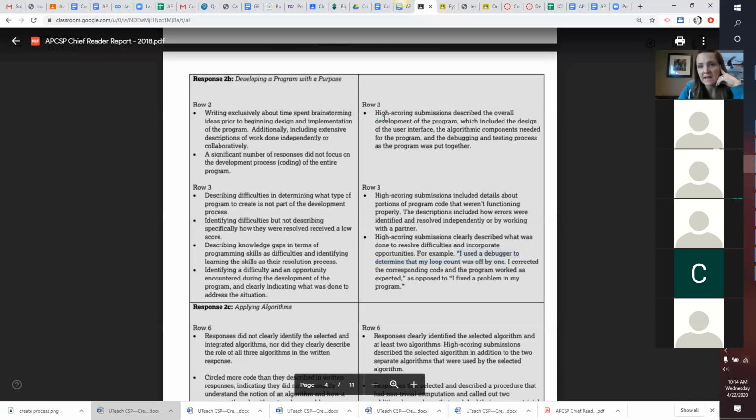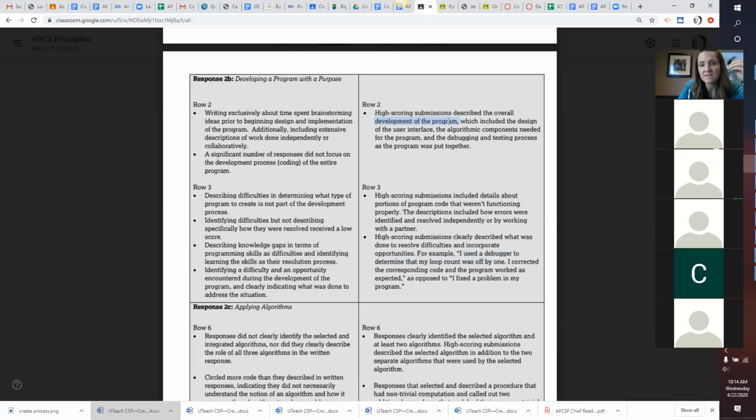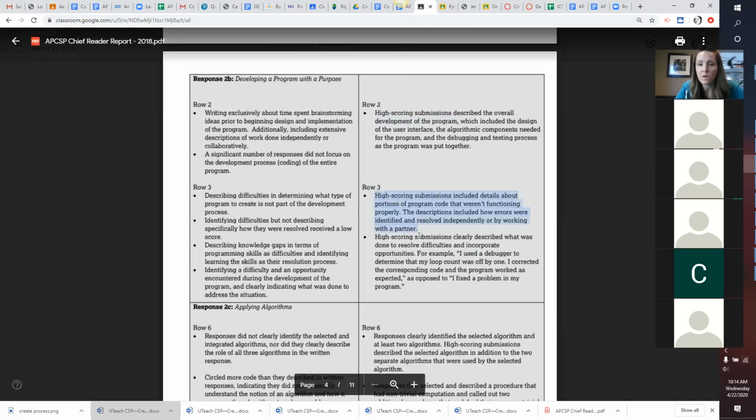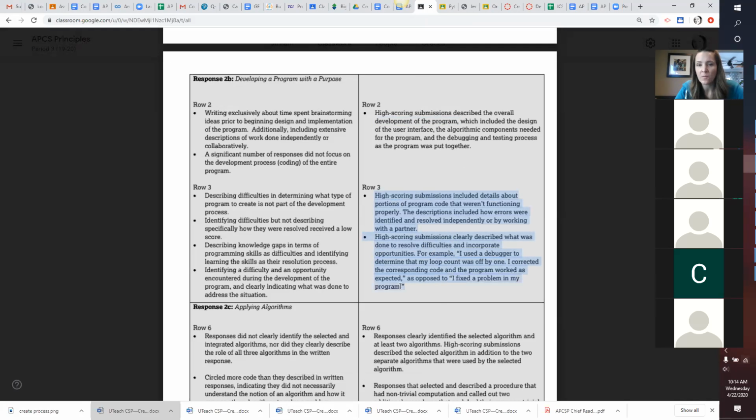That's different than like the development of the program. The development is when you're initially creating it. Row 3 is about once you've kind of created it, what problems did you run into? No one writes code perfectly the very first time, ever. So they want to know, what did you change? What did you enhance as you went along?